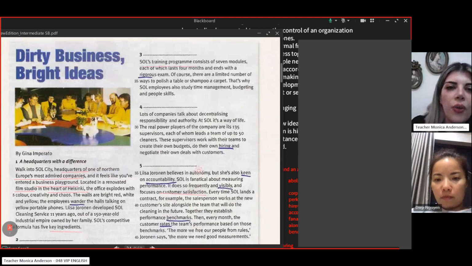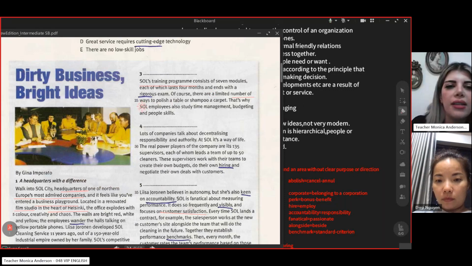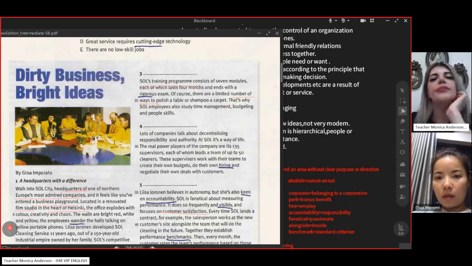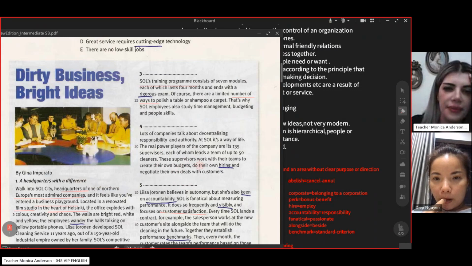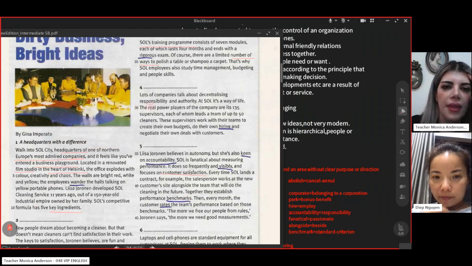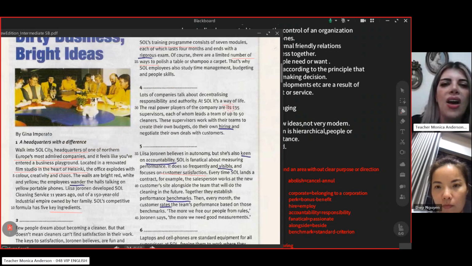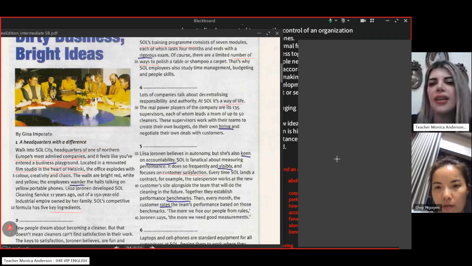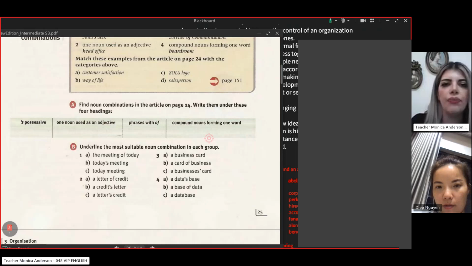And another one, let's check. Yeah, this one. What do you think? Number of ways. Number, no. Number of ways. Or way of life. It means life way, of course. Very good. So we could find some.